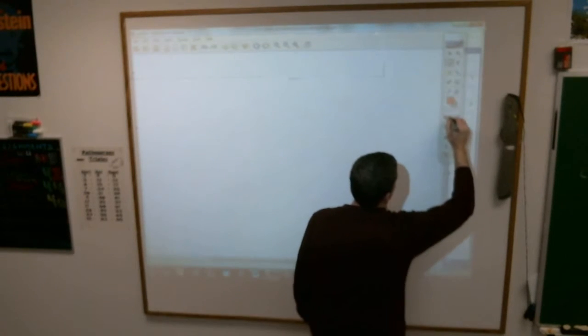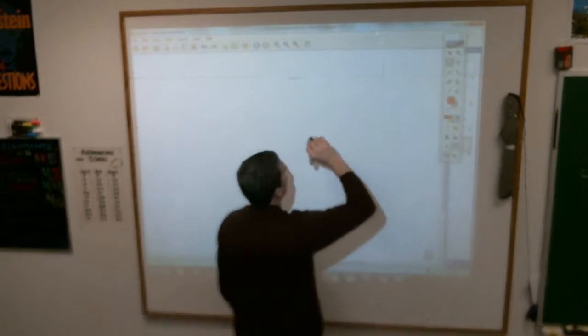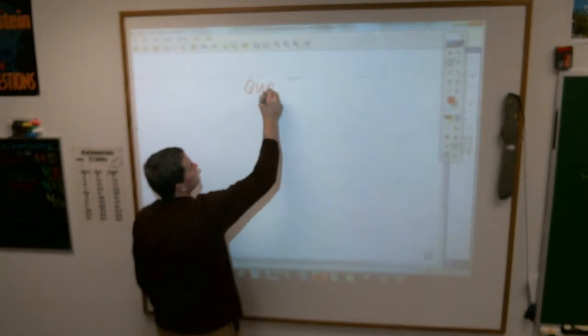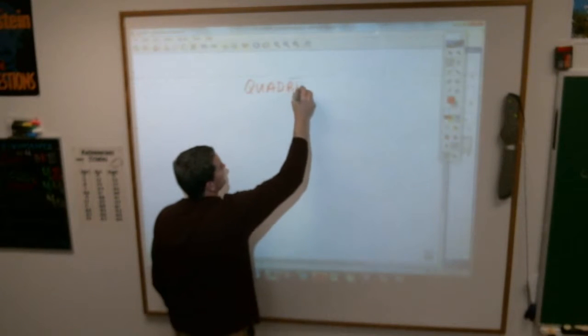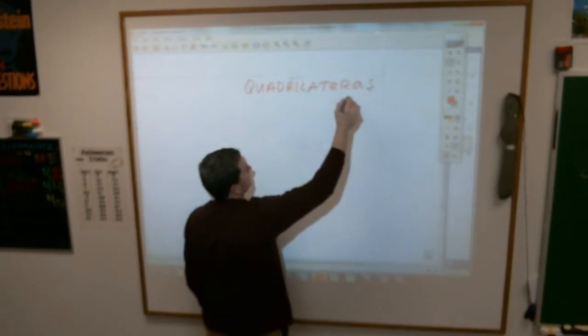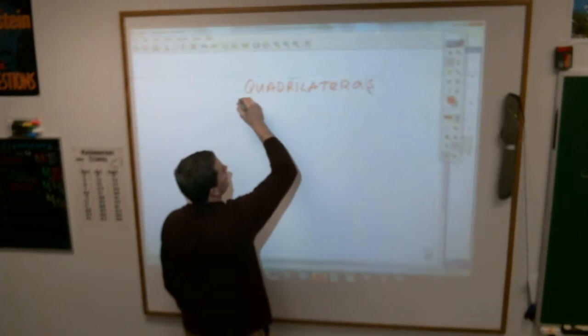And on top, if you would write the word quadrilaterals. Quadrilaterals.